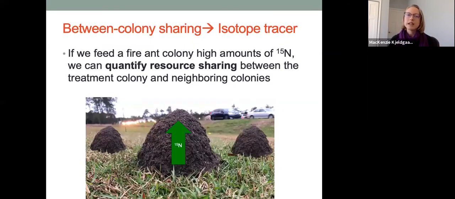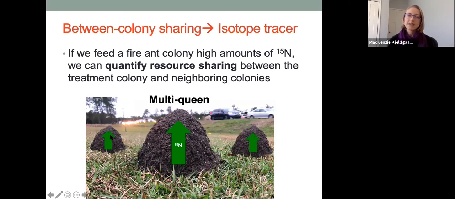So to look at between colony sharing, I used stable isotope analysis, but this time I kind of tweaked it to use it as an isotope tracer. So isotope tracers take advantage of the fact that these heavier isotopes occur very rarely in nature. So if we spike the environment with an unnaturally high level of that heavy isotope, we're able to trace the movement of the isotope through the environment. So the idea is that if we feed a fire ant colony high amounts of nitrogen-15, we can then quantify resource sharing between that treated mound and any neighboring mound.